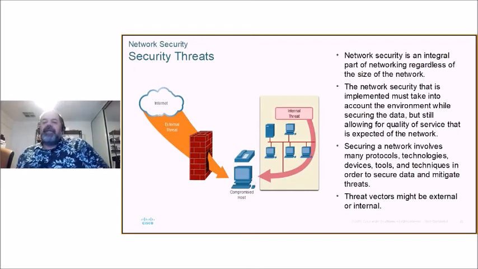The network security that is implemented must take into account the environment while securing the data, but still allowing for the quality of service that is expected of the network. Securing a network involves many protocols, technologies, devices, tools, and techniques in order to secure data and mitigate threats. Threat vectors might be external or internal, meaning basically external means they have to come in through your firewall, while internal could be that you've got someone inside that's attacking, or it could be someone inside who's downloaded the wrong software and got some malware on there that's allowing remote control.